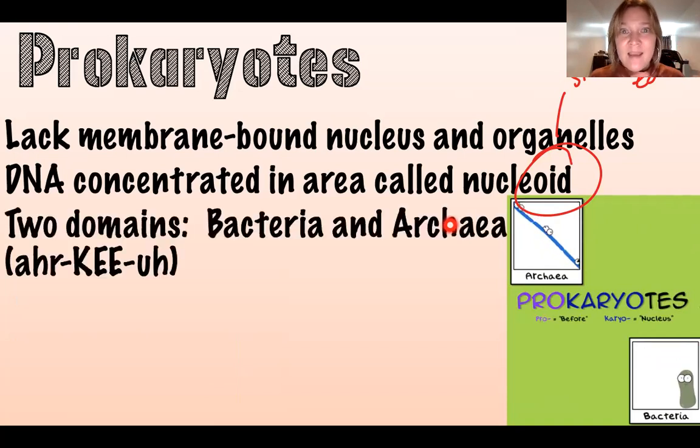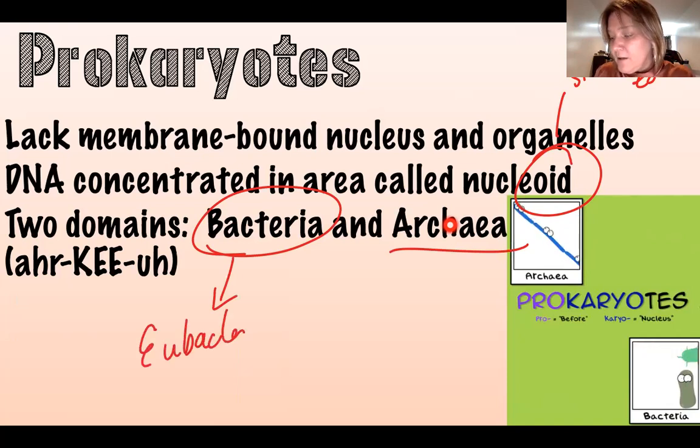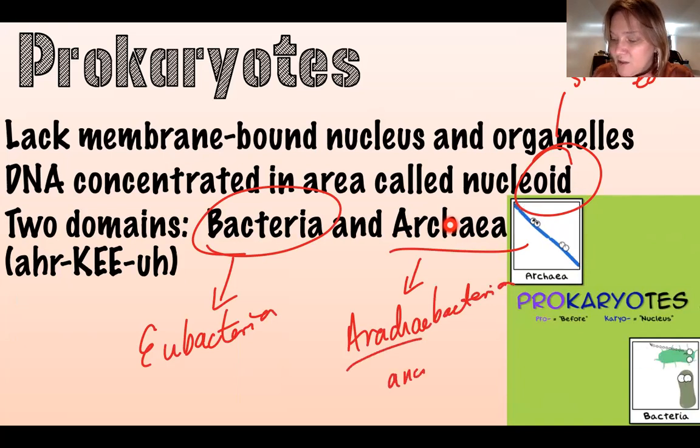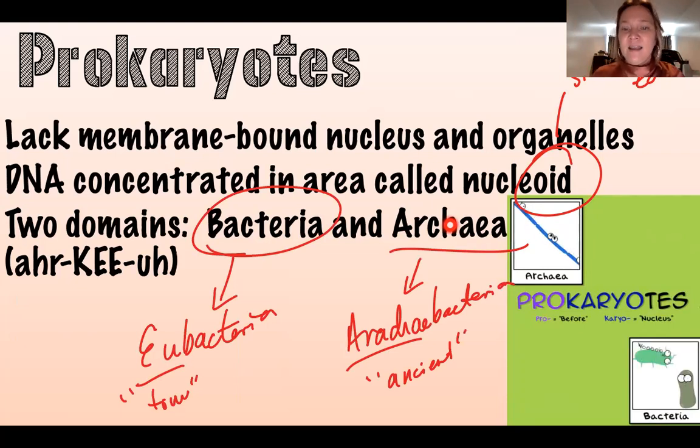There are two domains. If you remember from a previous video, I talked about there's 3 domains and 6 kingdoms that we classify organisms. So 2 domains of prokaryotes, we have bacteria and archaea. Bacteria in the 6 kingdom system is called eubacteria, and archaea is called archaebacteria. Archae means ancient, and eu, again, from the previous slide, means true. So eubacteria are all the modern day bacteria that we find.